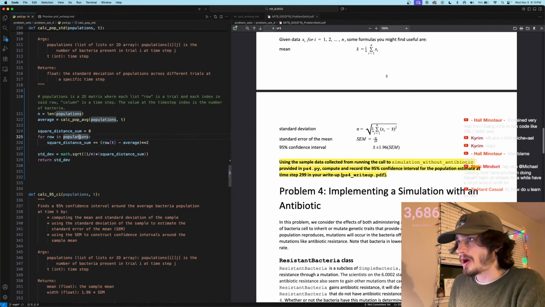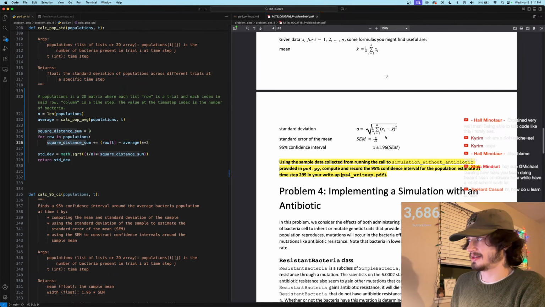So for every row in the populations, we're going to go to the value that we're looking for and take that less than the average, like right here, right? And then we're going to square that entire sequence like this, and then add it to that summation that's happening from 1 to n. Now it's one indexed in this example, but it's 0 indexed in our code here, so keep that in mind.